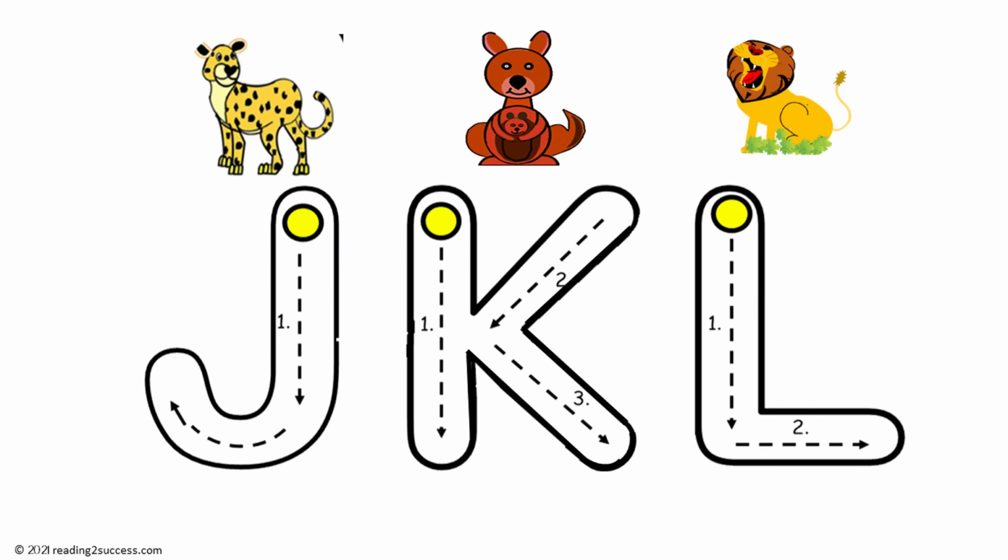The next letter card has the three letters J, K, and L. They are all consonants. J makes a J sound as in jaguar. K makes a K sound as in kangaroo. And L makes an L sound as in lion.